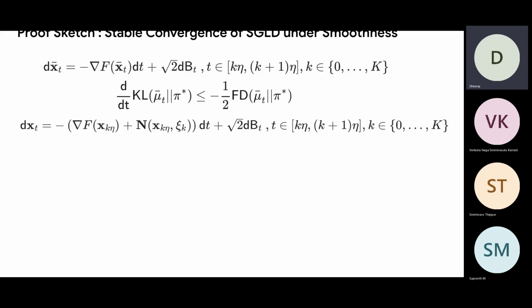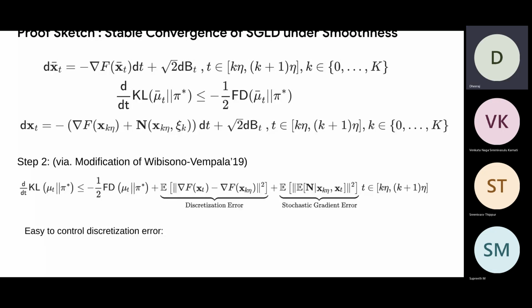We modify the proof of Vempala and Wibisono for the LMC and show that this has additional terms. Of course this term appears, but there's a discretization error, which is grad f of x_t minus grad f of x_{k eta}, from using stale values of x_t. And there is a stochastic gradient error, that is the expectation of n given x_{k eta} and x_t, squared. So we have to add these two errors. The discretization error is actually easy to control. It's a Lipschitz function and so on, and it turns out to be 1/4 Fisher divergence plus eta d. It's not very hard to show.